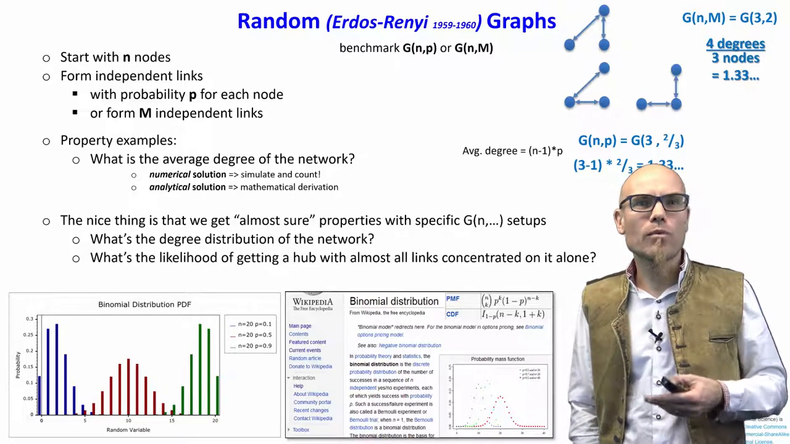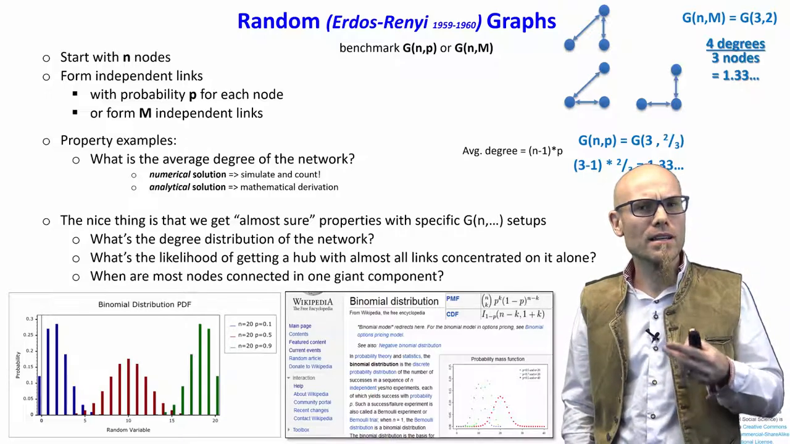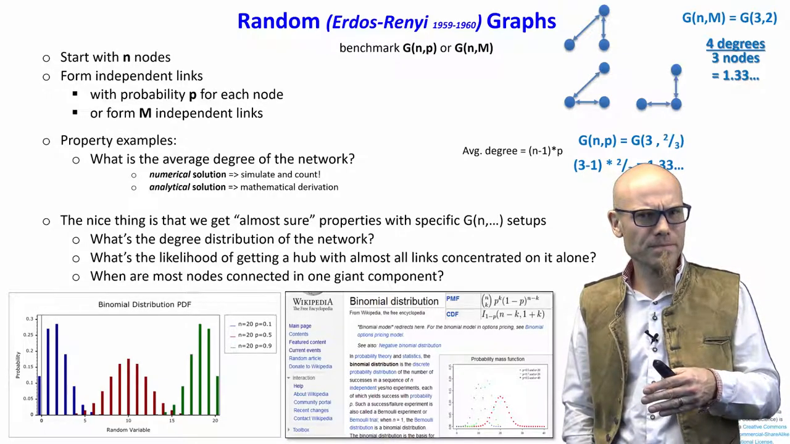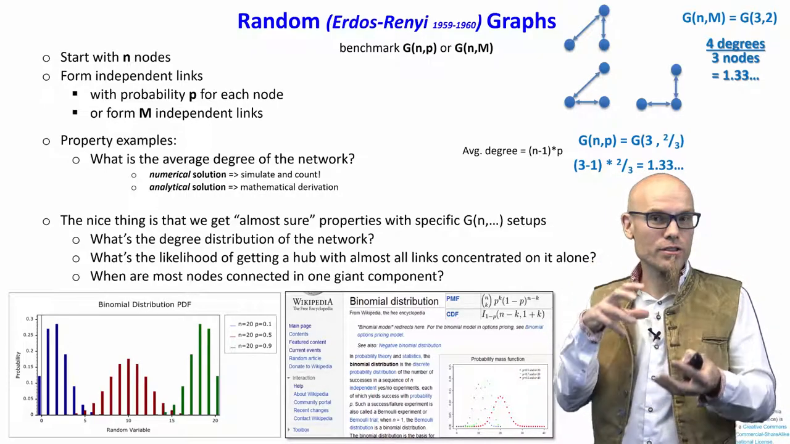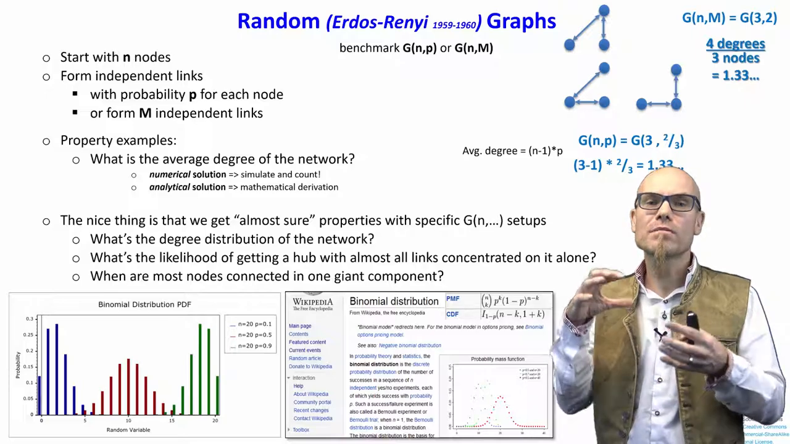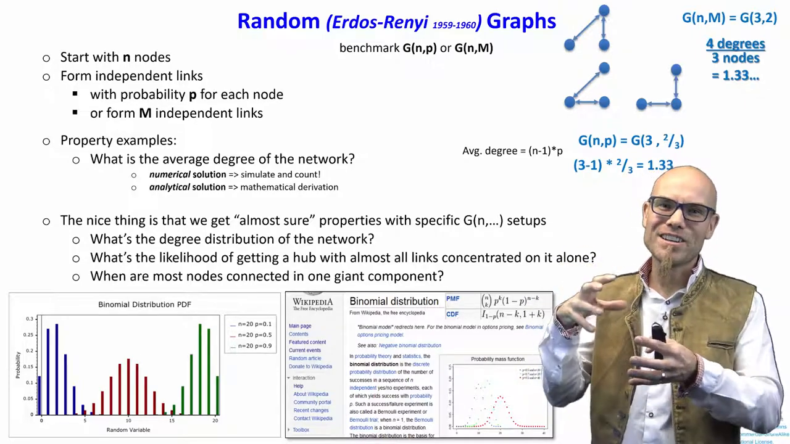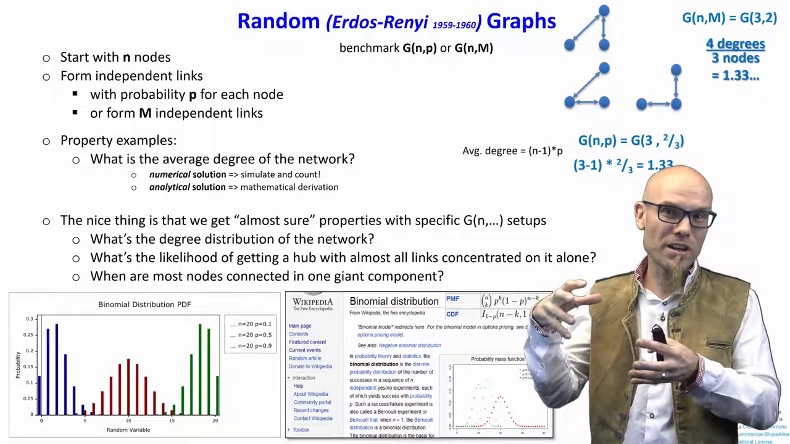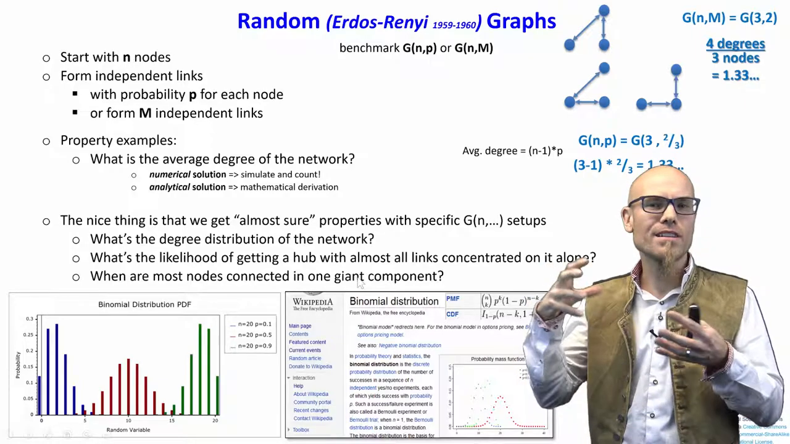Or I can ask, when are most nodes connected in one giant component? Remember what a component is? A component is when things are connected. We have the strongly and the weakly connected component. But a component is when the nodes are connected in one group. And a giant component is basically the largest component.